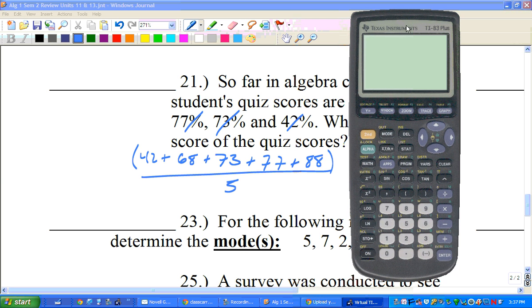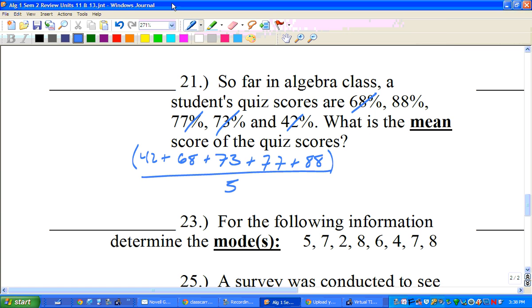Okay, so on your calculators you should be going, let's see, 42 plus 68 plus 73 plus 77 plus 88 equals, take that number, there are 5 total tests, and then that is the student's average. It was a 69.6.